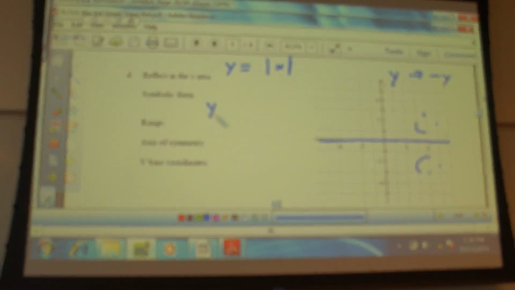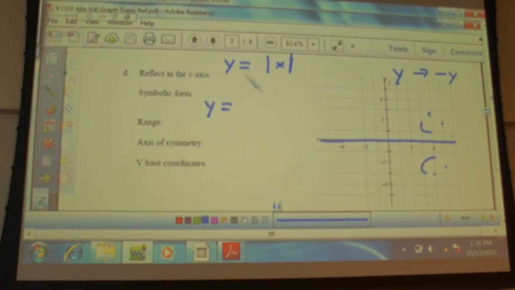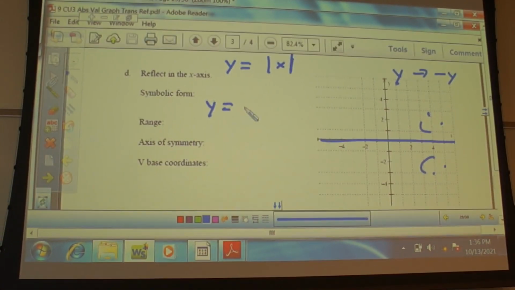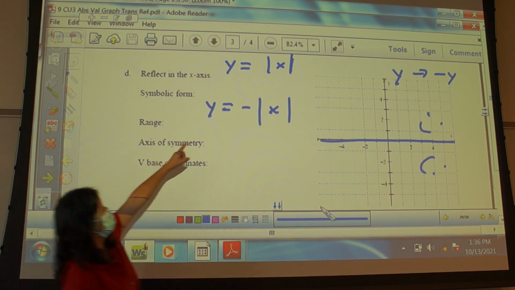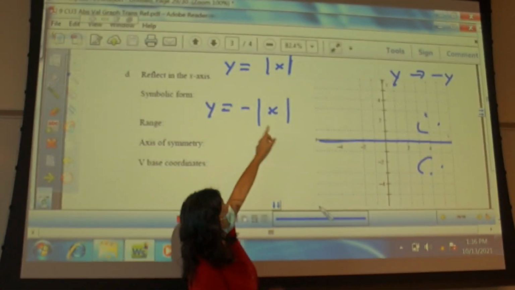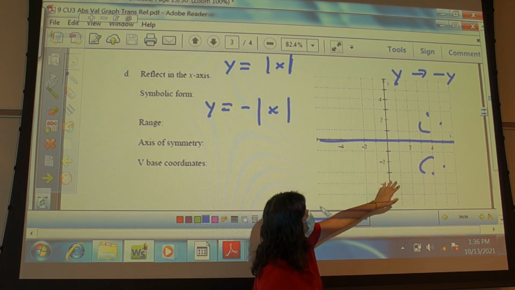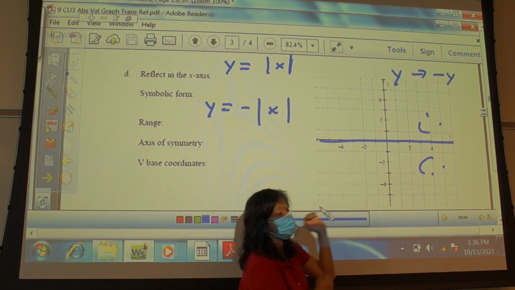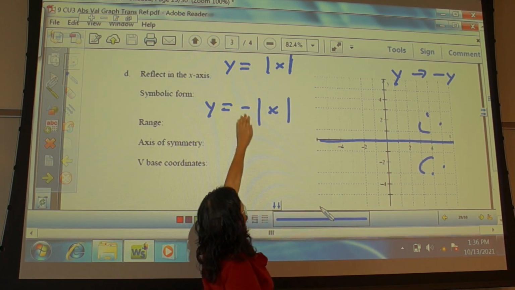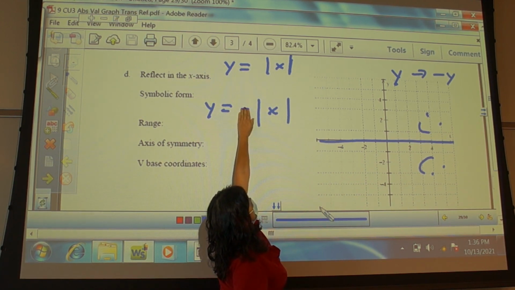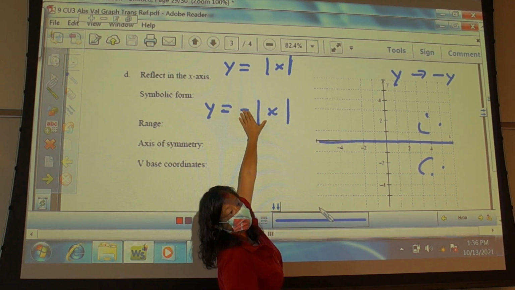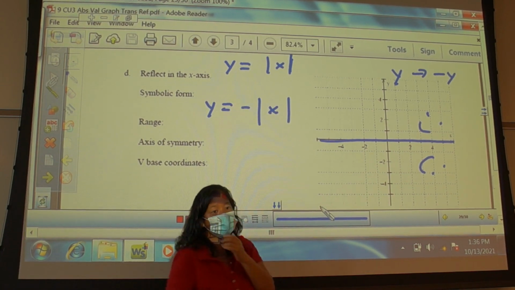So it becomes y equals what? I multiply the whole function by negative 1, I get just negative absolute value of x. That's it, just straight up like that. So this is multiplying the whole function by negative 1, so y becomes negative y. If it was across the y-axis, then x becomes negative x, so this would become absolute value of negative x, the x would become negative x inside. That's the difference.